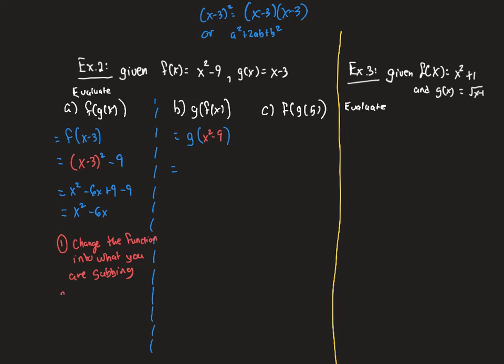Okay, and then step 2, change x into the new sub. So whatever the new substitution should be, that's what goes in. So I'm going to have, well, there's an x there, so that x becomes x squared minus 9, minus 3. And finally, simplify, collect like terms.